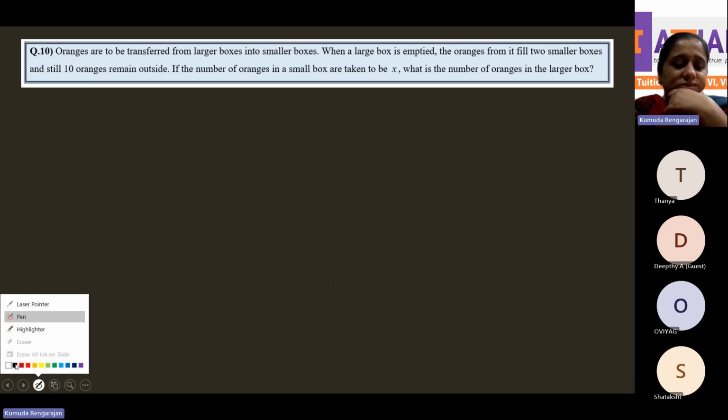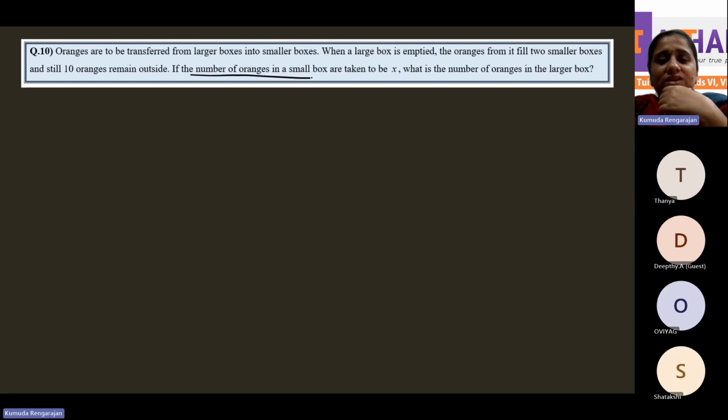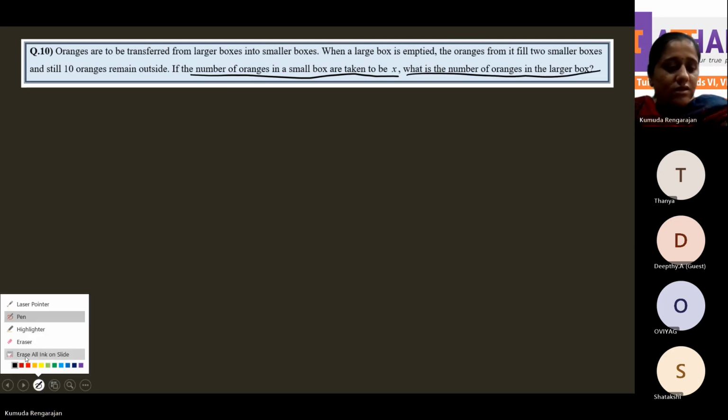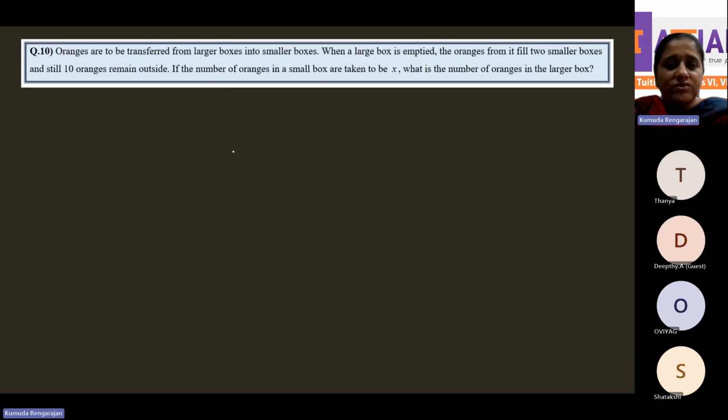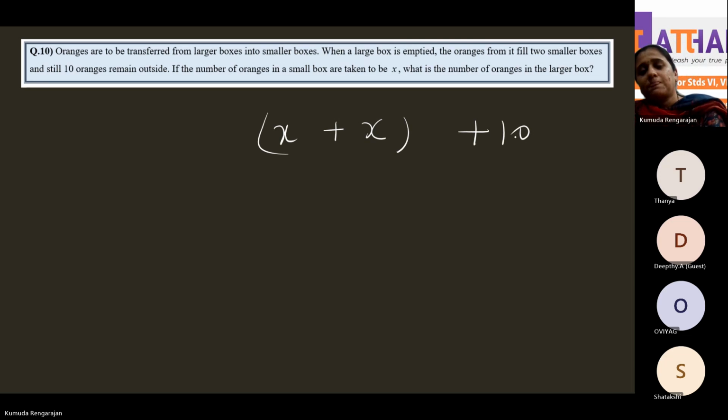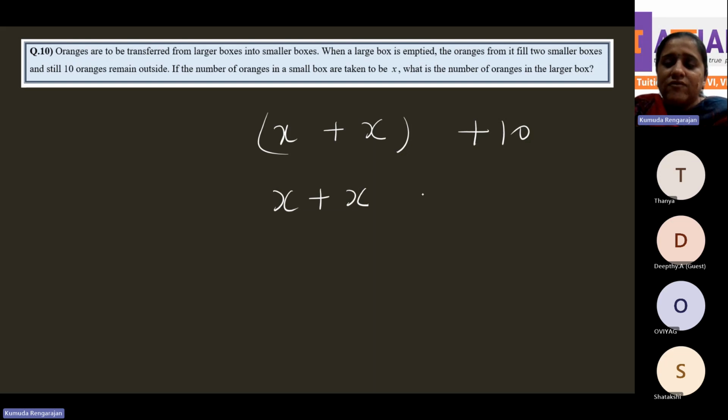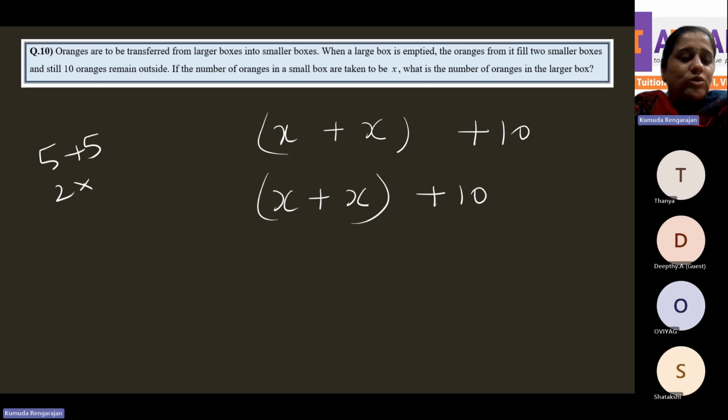The question is, if the number of oranges in a small box are taken to be X, what is the number of oranges in the large box? So see here, one small box X, another small box X. Okay, and how much is left out? 10 is left out. So what is X plus X? X added to itself 2 times. So 2X. See, if you have 5 plus 5, don't you write it as 2 into 5?